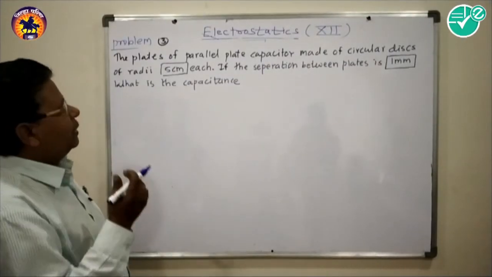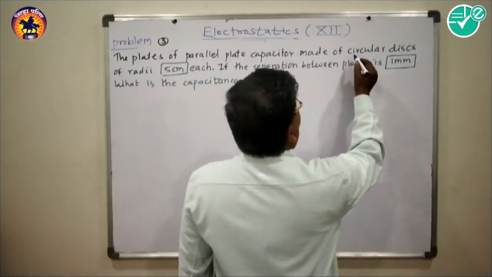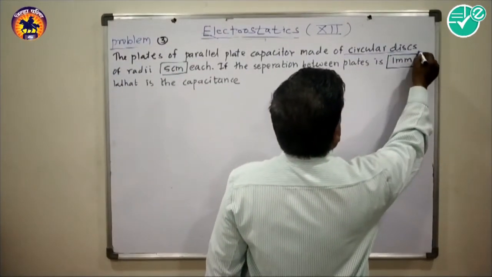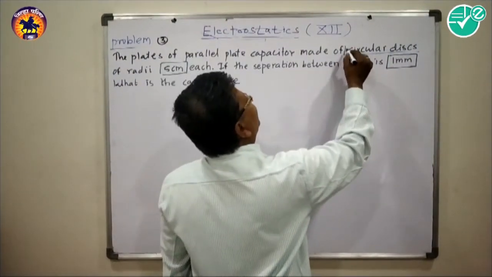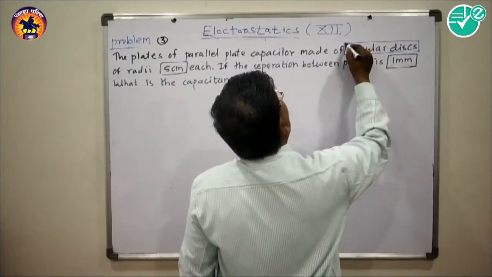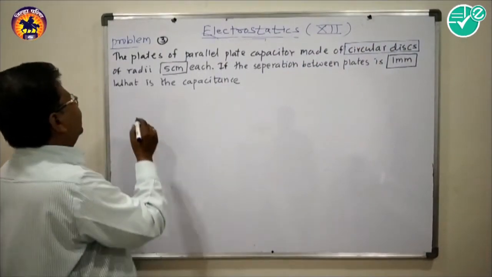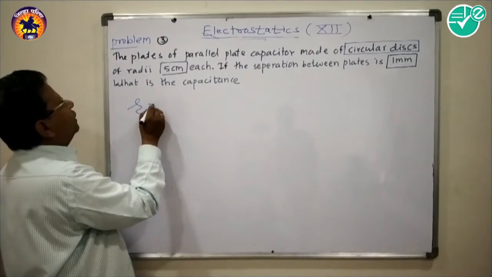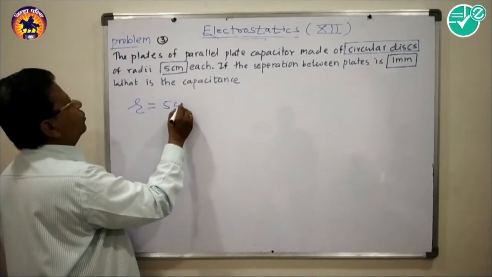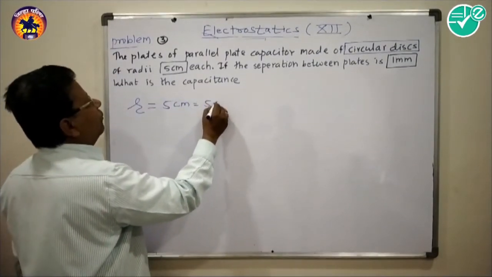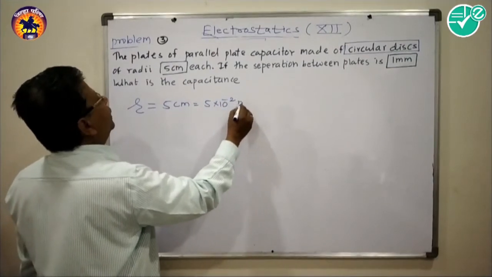So in this capacitor, the plates are in the form of circular discs, and the radius of the circular disc is given, R is equal to 5 centimeter, 5 into 10 to the power minus 2 meter.